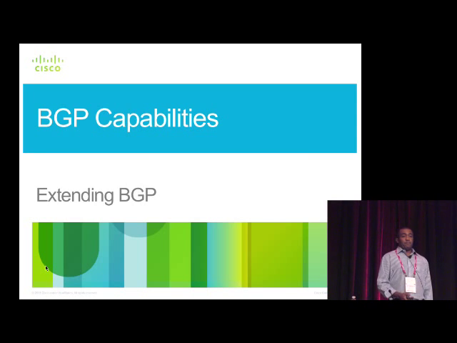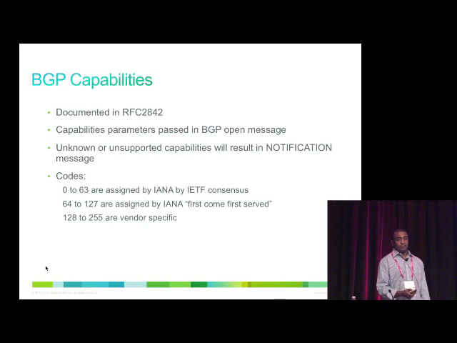BGP capabilities. So this is extending BGP. So there are different BGP capabilities. When BGP was first introduced, it had the bare minimum protocol, and then other features or other capabilities were added. As those capabilities are added, BGP speakers have to understand who supports what, and that's negotiated also. So the capability exchange is documented in RFC 2842.